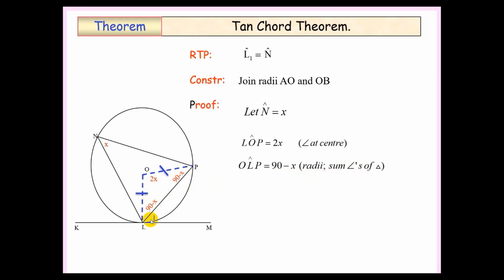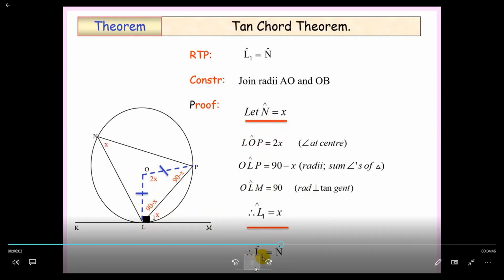Now we want to get to L1. So to get to L1, we know that angle OLM is 90 degrees, and the reason is that the radius is perpendicular to a tangent. Now, if OLM is 90 and angle OLP is 90 minus x, by subtraction we will have L1 equal to x. Now, in conclusion, we have N is equal to x and L1 is equal to x. Therefore, we have L1 equal to N, and that's what we intended to prove. Thank you.